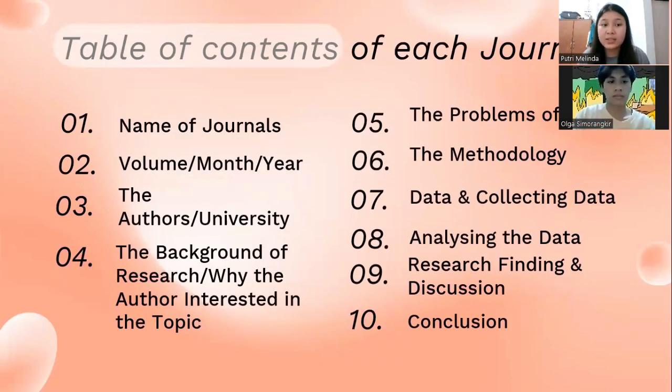And this is the table of contents of each part. The first is name of journals, and the second is volume, month, and year, and the third is the authors or university. The fourth is the background of research and why the author is interested in the topic. And the fifth is about the problems of research. The sixth is about the methodology. The seventh is about data and collecting data. The eighth is about analyzing the data. The ninth is about research, finding, and discussion. And the last is about conclusion.